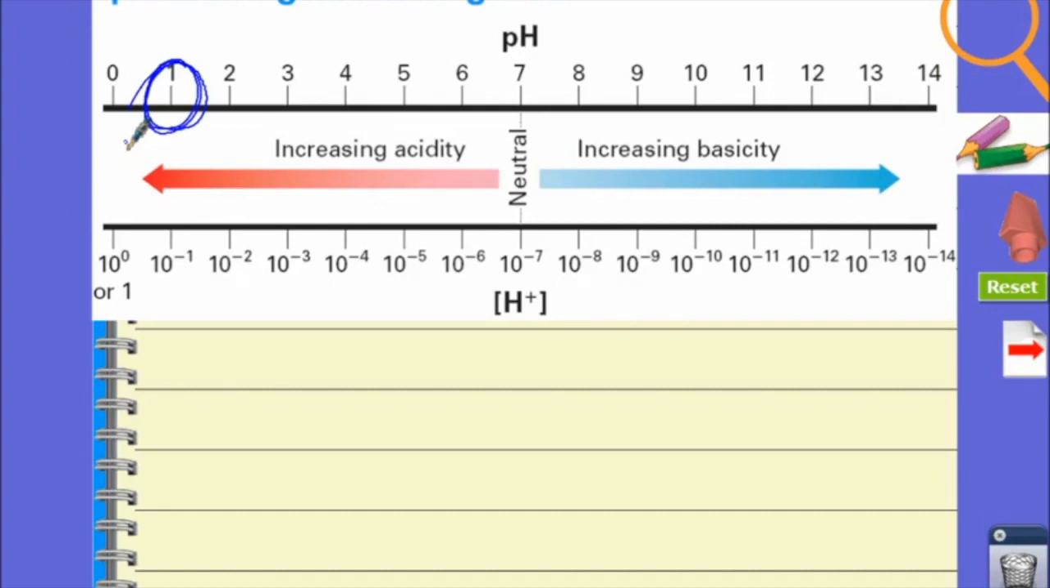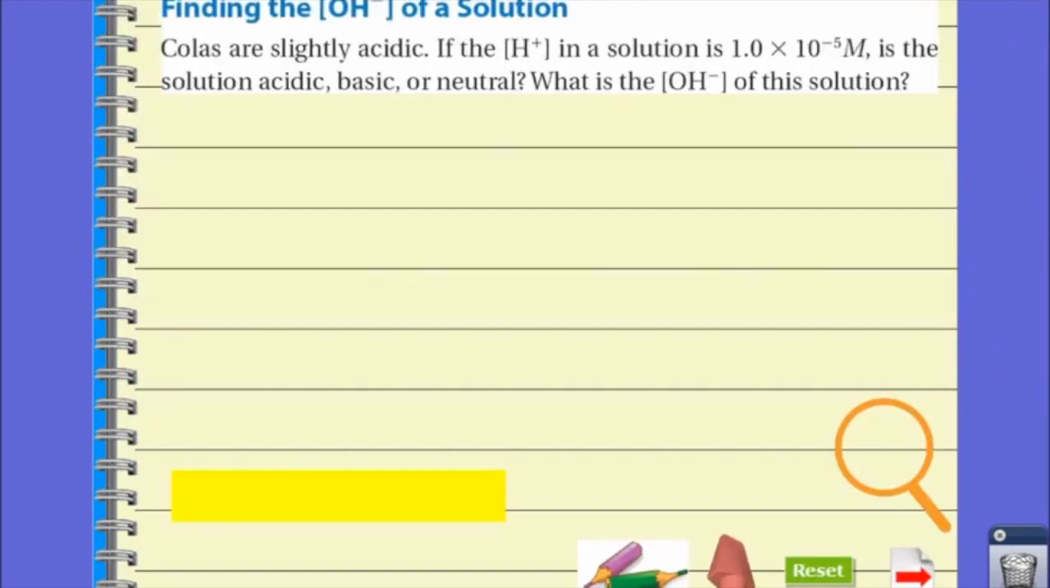If the solution has a pH of 1, it is more acidic than a solution that has a pH of 5. The higher the pH, the more basic is that solution, and the stronger is that base. Make sure you see the relationship between those two.